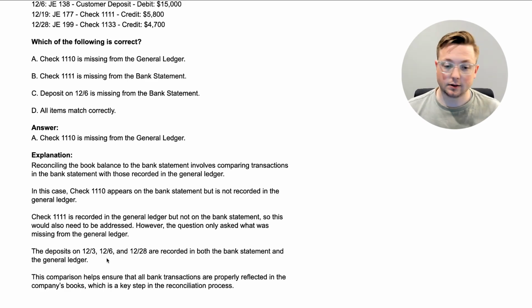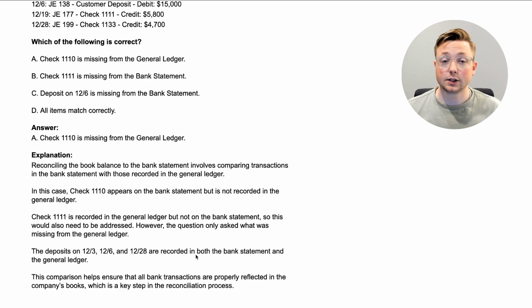The rest of the deposits on the 3rd, the 6th, and the 28th of December were recorded in both statements, so we don't need to make any adjustments for that. So again, this was just a simple question to get us started. This is something you always need to do if you see a sim for a bank rec: you need to compare the general ledger to the bank statement. This is one of the first steps.